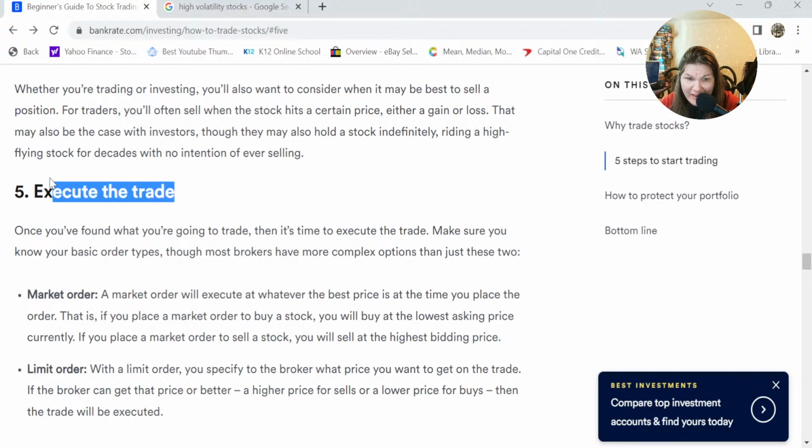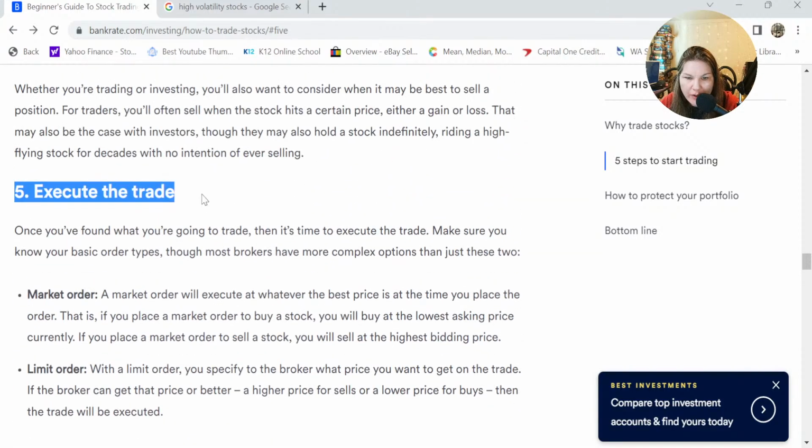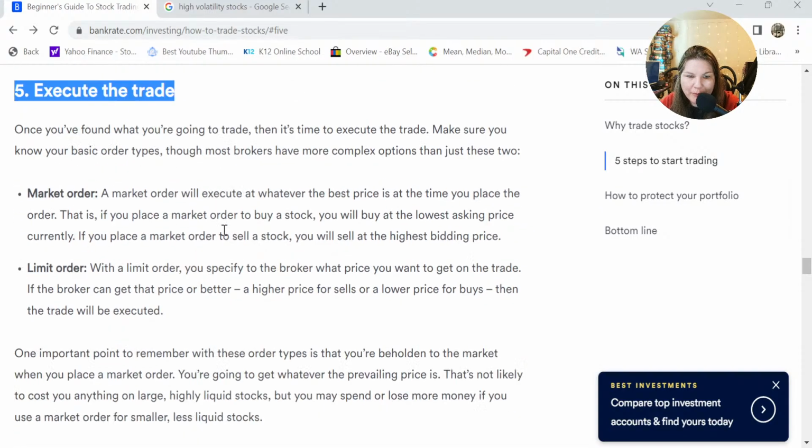So step 5 is execute the trade. And that is where we are hoping to get soon, guys, where we can execute a trade and start learning. Because just like shooting a basketball, if you don't shoot the basketball a billion times, you're not going to be good at shooting the basketball. So if we don't get in there and execute these practice trades, we're not going to know how to trade.